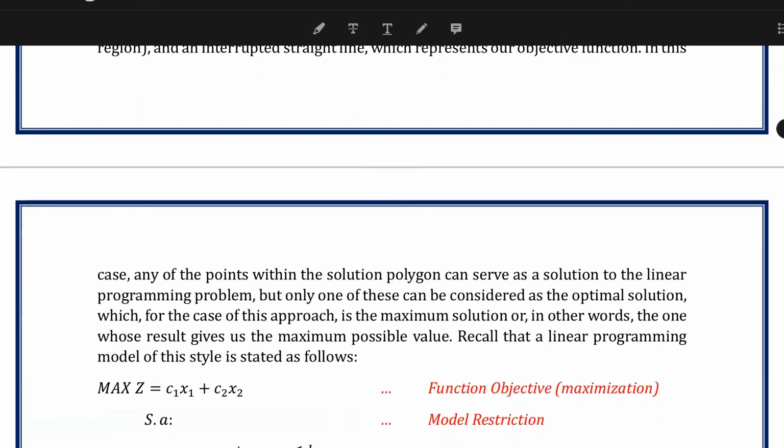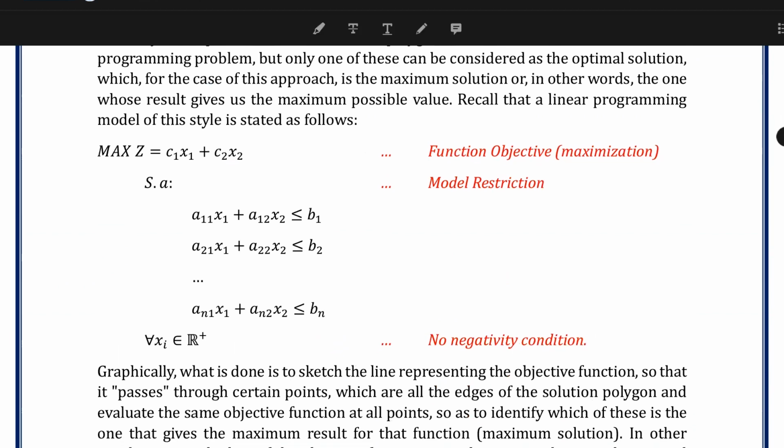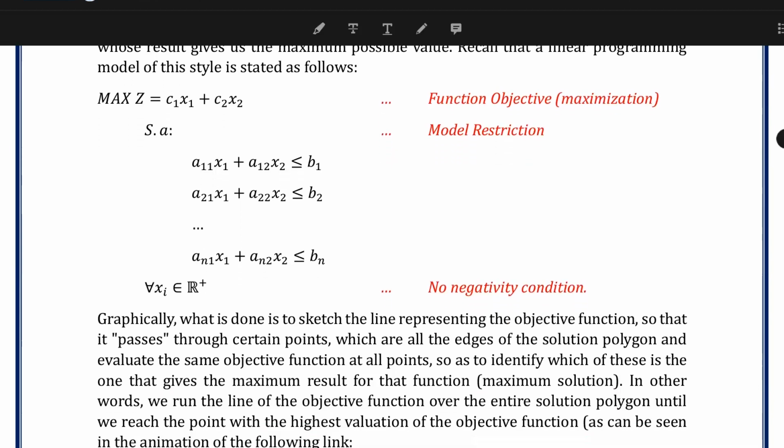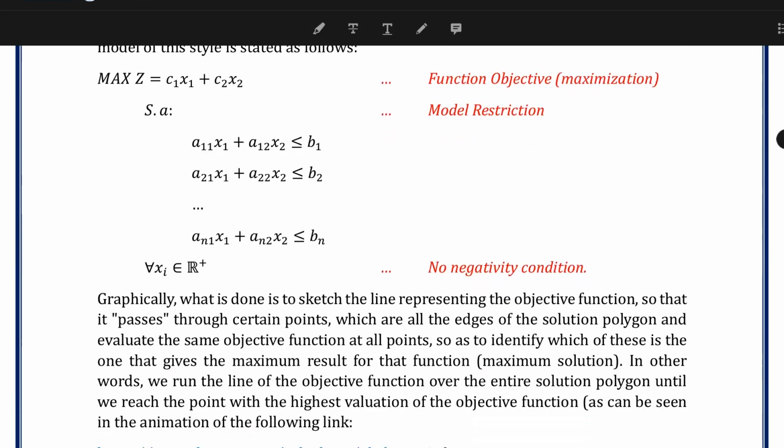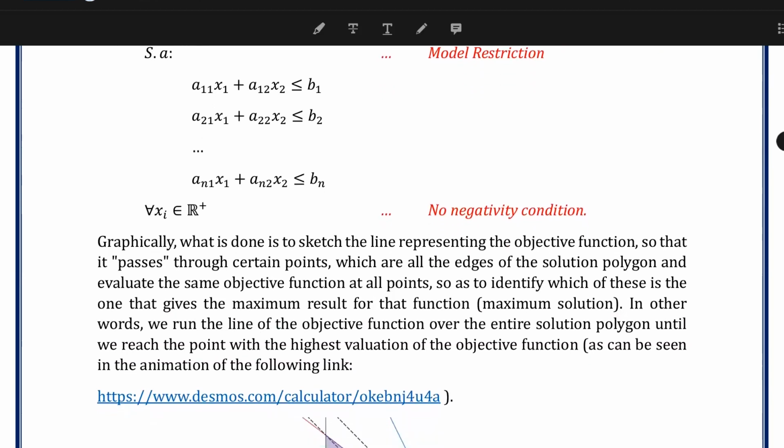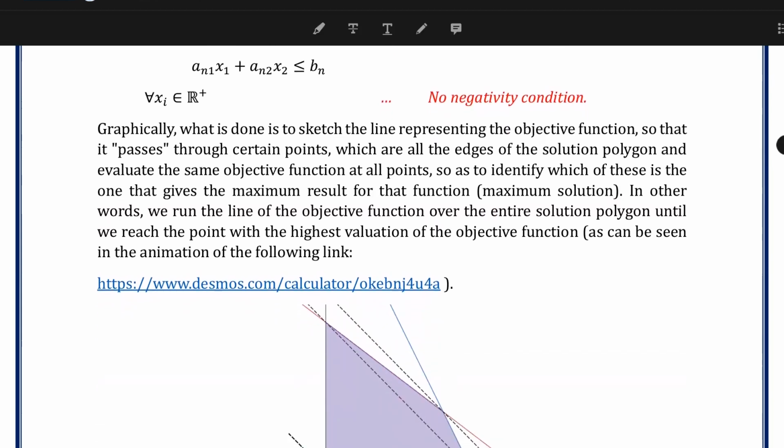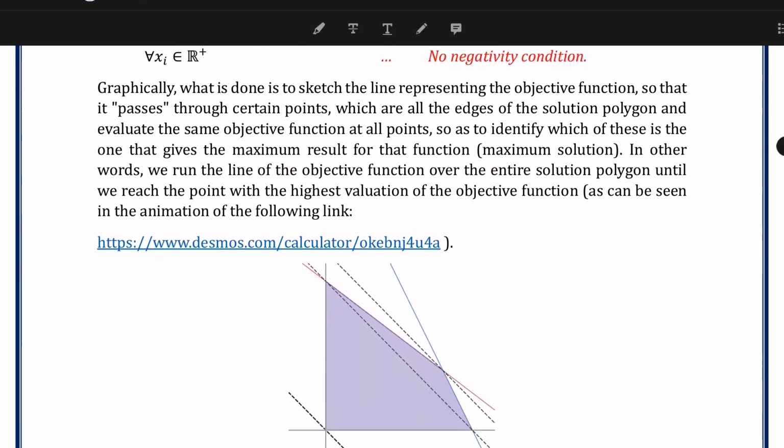Then we have the model. This is a model that only has two condition variables. It has its objective function, its model restrictions, and the non-negative condition. Graphically, we are going to sketch the line representing the objective function, so it passes through certain points. We can identify it on Desmos. You click the link that is over here.